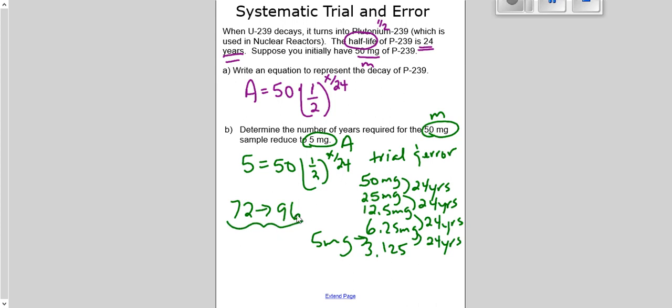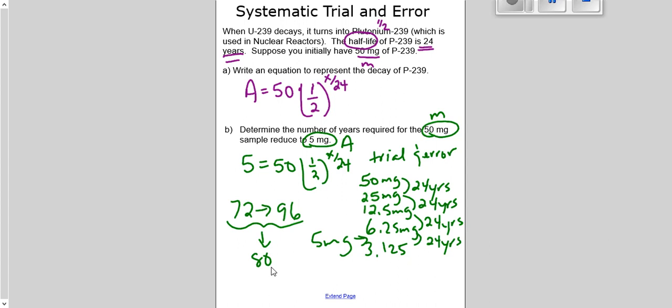So now it's just a matter of playing with numbers to input into your equation and see if you can get it to equal 5. So I would probably start by trying 80. 80 to me seems like a nice place to start. And so in my calculator, I would put 0.5 to the exponent 80 divided by 24, bracket, equals, and then times that by 50 and see what I get.